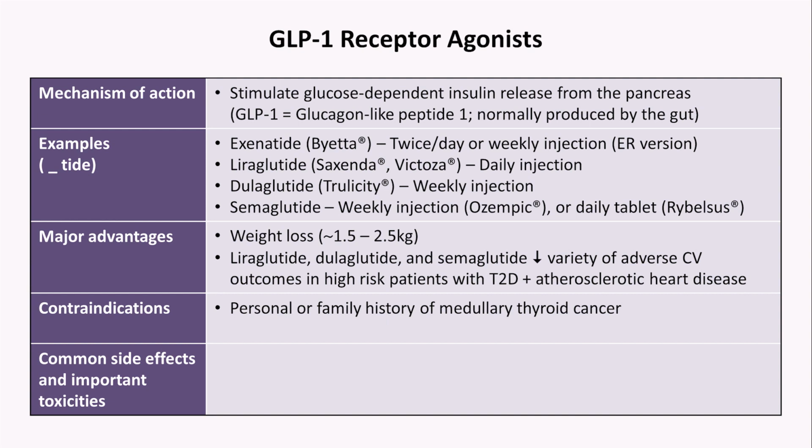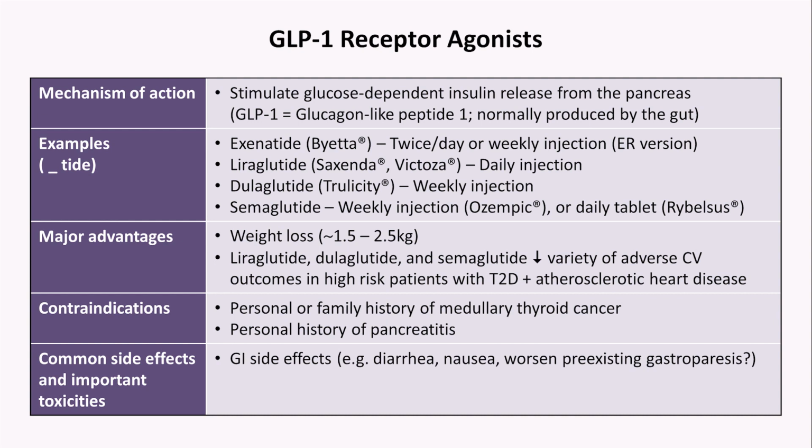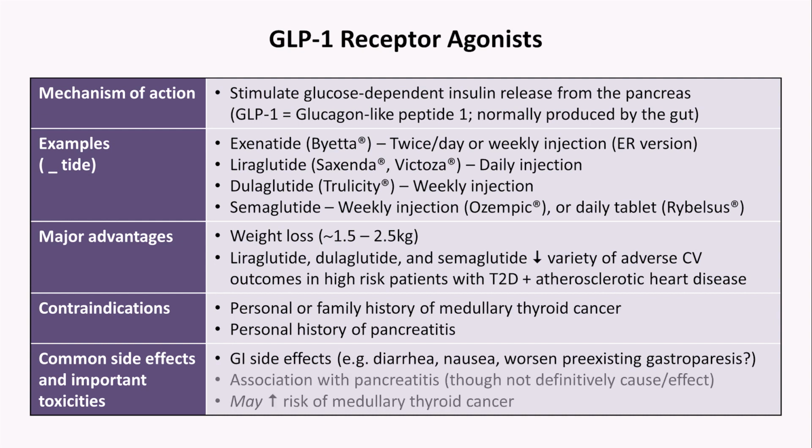Because there is an association between GLP-1 receptor agonists and pancreatitis, this is also considered to be a contraindication. Side effects for these meds are mostly GI, including the potential to worsen pre-existing gastroparesis. And there are the previously mentioned issues with pancreatitis and thyroid cancer. Now, we are starting to get to the medications with less of a well-defined role in 2020, despite the fact that they are nevertheless commonly prescribed.